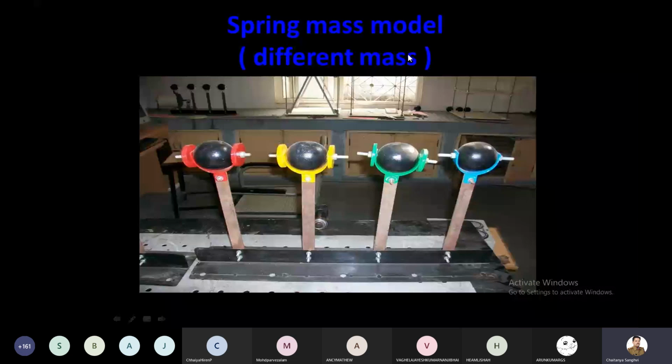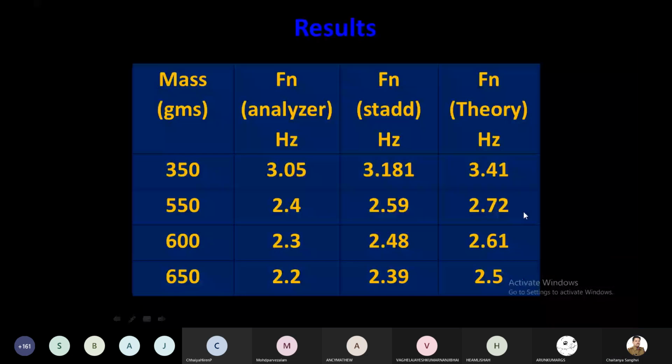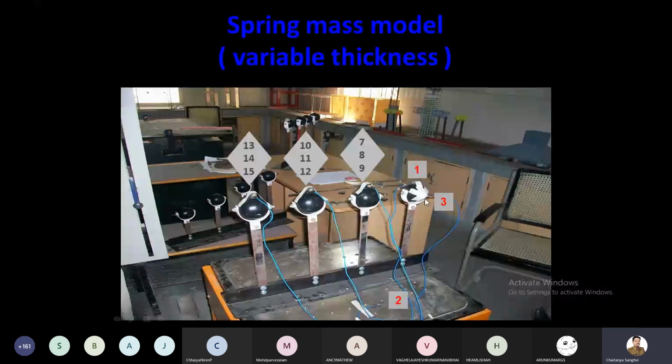So here you can see mass is less, then we add the mass here by putting the collar here. This is again increased, this is again increased, and we test it, and then we get these results, right? Now we are not discussing the results, we just try to understand the behavior, right? Then the last model is a variable thickness, and we get the answer, right?